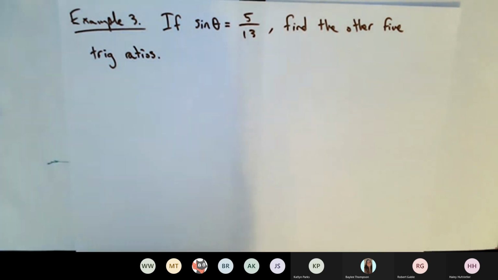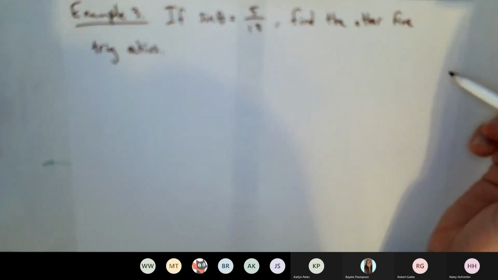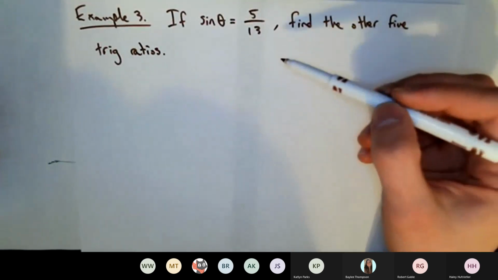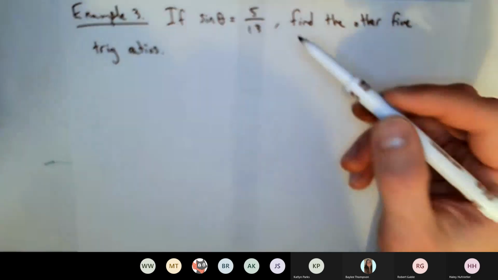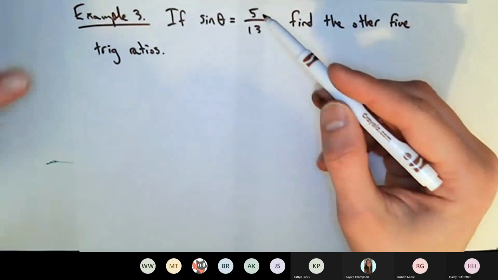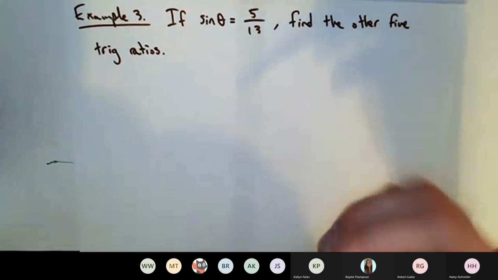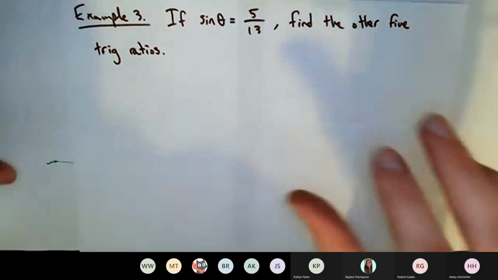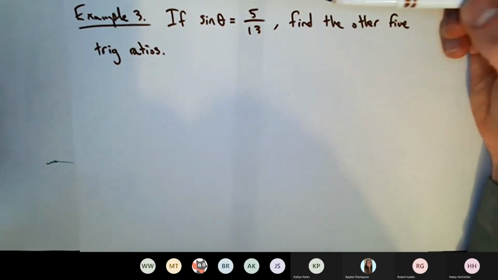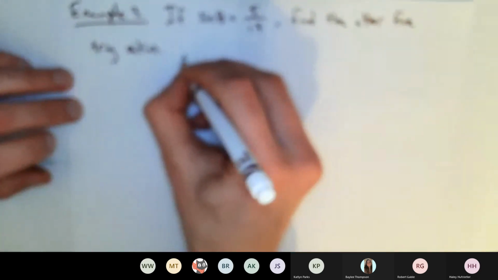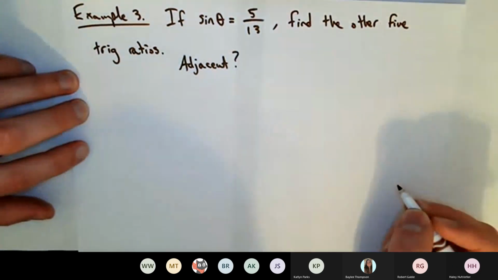Okay, well, that's fine. Sine of theta is 5 over 13. Find the other five trig ratios. So we have the opposite over hypotenuse. We don't know what the opposite side is, right? It's not necessarily 5. It's just that the ratio of opposite to hypotenuse is 5 over 13. So notice this is not asking us to find the legs of the triangle. It's just saying the five other trig ratios. But there is particularly one item missing here, which is the adjacent side. How do we find that?